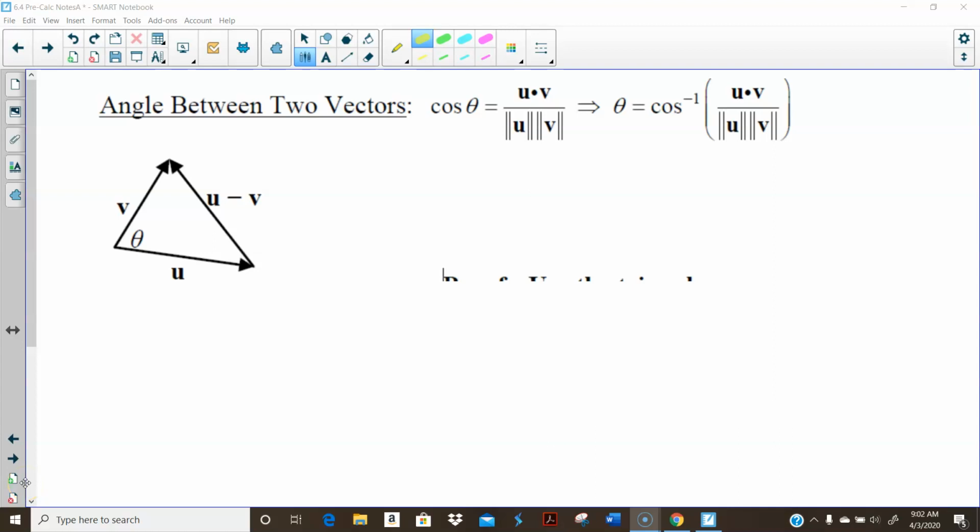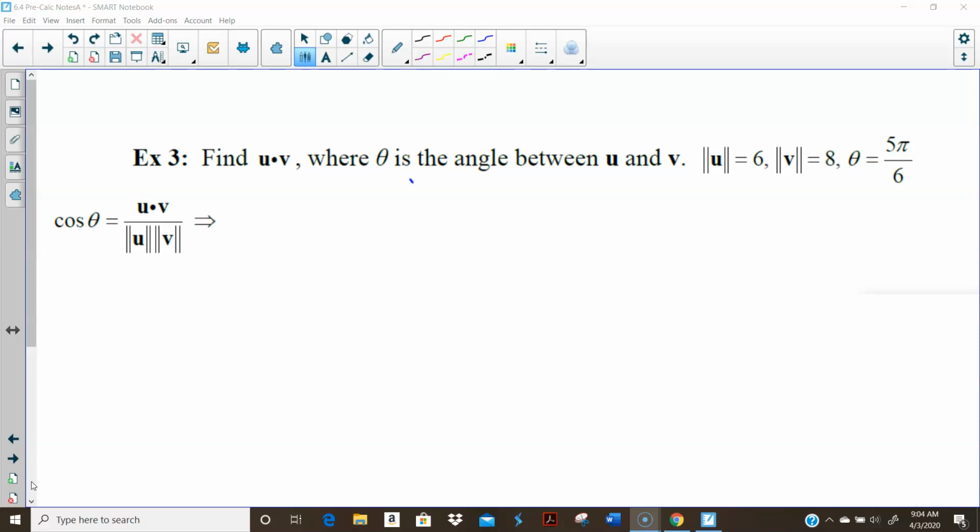To find the angle between two vectors, you use this formula right here. Theta is going to be equal to the inverse cosine of u dot v over the magnitude of u, magnitude of v. If you want to see the proof for that formula, it is on page 133, and you use the law of cosines to derive that formula.